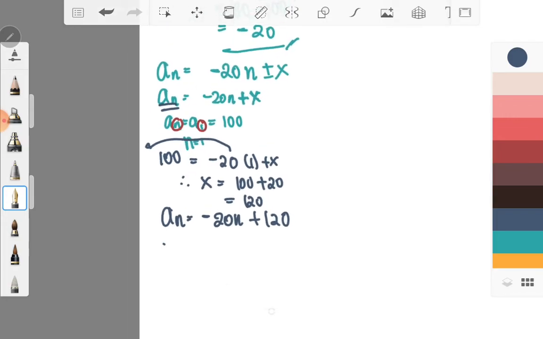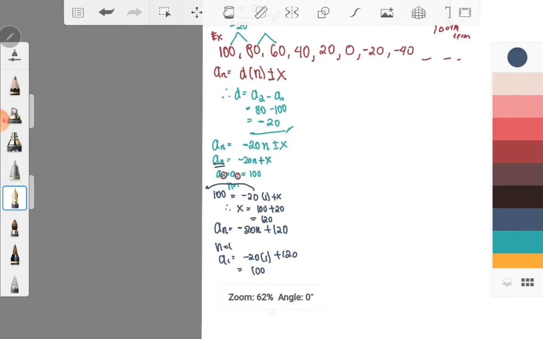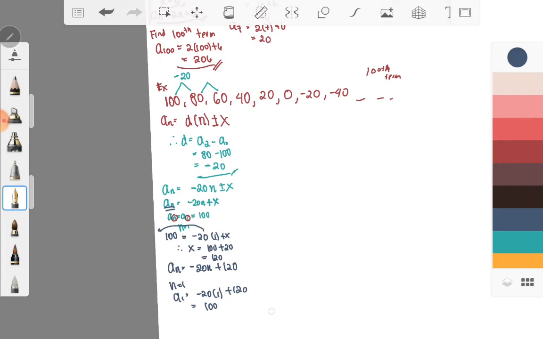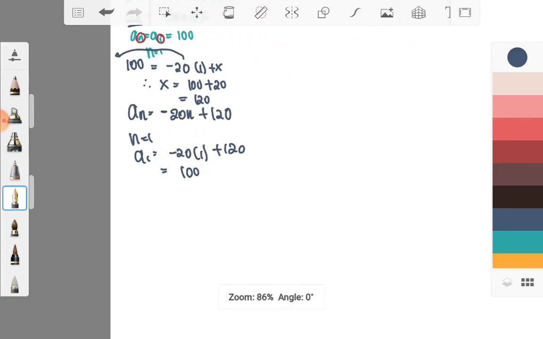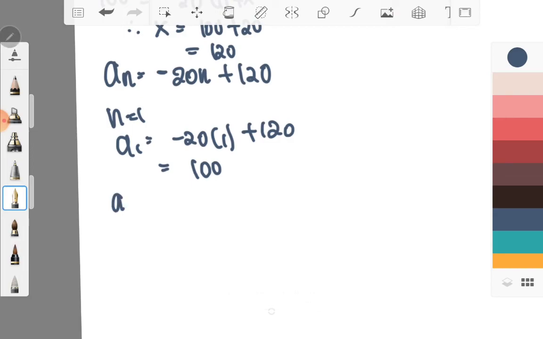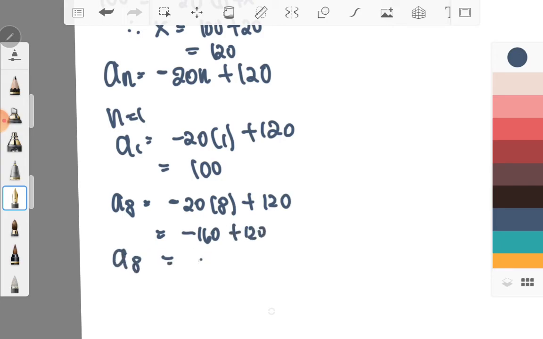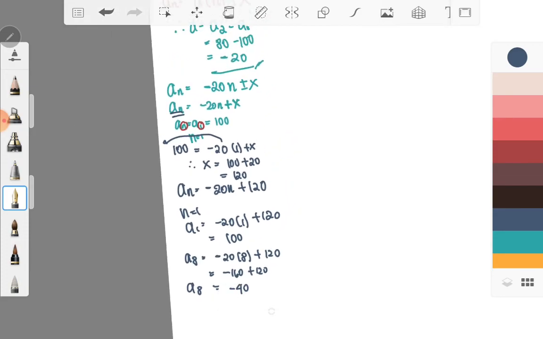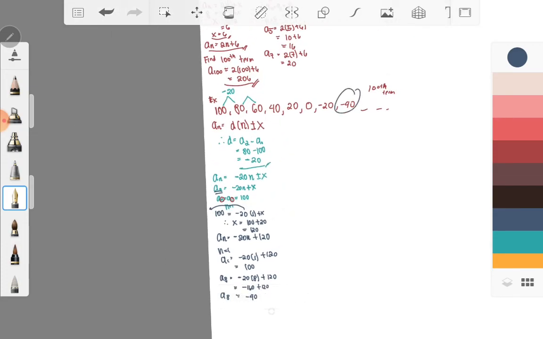Let's try. At n equal to 1, my a1 is equal to negative 20 multiplied by 1 plus 120, which is equal to 100. Tama? So finding our 1, 2, 3, 4, 5, 6, 7, 8th term. So ano yung 8th term natin? Let's say A8. I have negative 20 multiplied by our 8th term plus 120. So I have negative 160 plus 120. Therefore, our A8 is equal to negative 40. Tama ba? Negative 40 siya. This will prove our equation true.